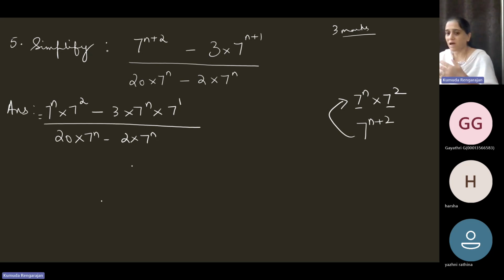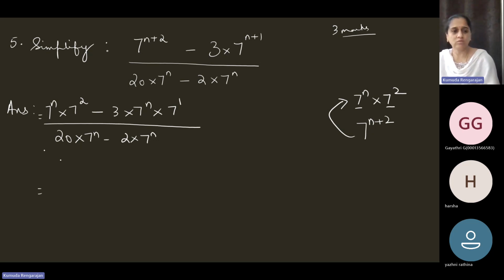You understand when I say, am I clear when I say earlier step? Rahul? We have n plus 2. So what should it have been? 7 power n into 7 power 2. So bases are same, 7, and it's multiplication. So add the powers. That's it.